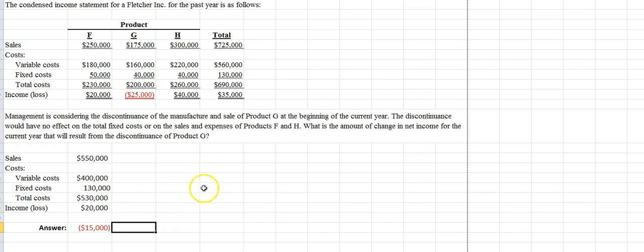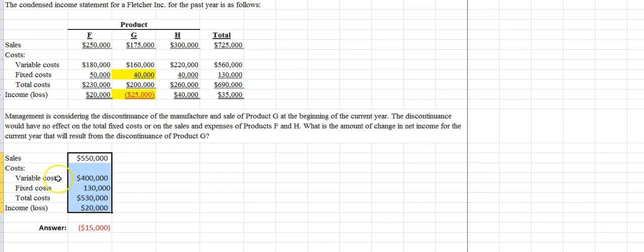Another way to look at it is this way. Your fixed cost for product G is $40,000, right? Your net loss for product G is $25,000. So what this is telling me is that at least product G is lowering your fixed cost. It's lowering it by $15,000, right? By having product G here, you can at least lower this fixed cost of $40,000 by $15,000. If you take product G out, that benefit will go away. So you're going to lower your overall income by $15,000. Okay, so you could do it either way.